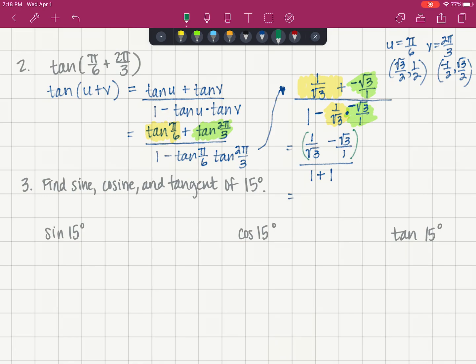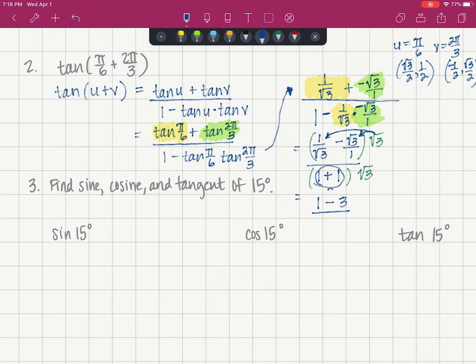which is 2, right? So I need to multiply the numerator by the square root of 3, and I need to multiply the denominator by the square root of 3 to clear that complex fraction. So when I multiply that by the square root of 3, I get a 1 minus the square root of 3 times the square root of 3 is 3. All over, this is 2 times the square root of 3. And we know that that's negative 2 over 2 times the square root of 3.